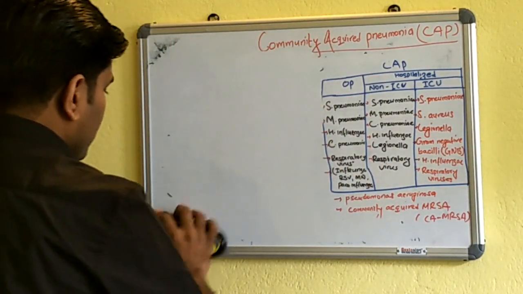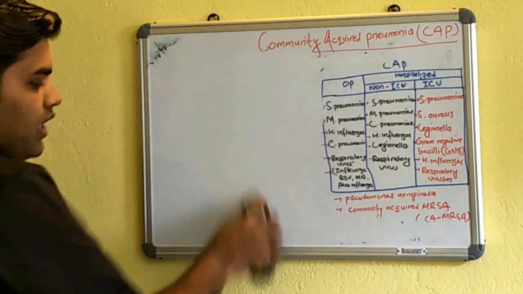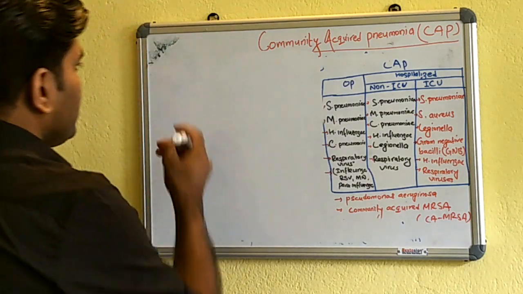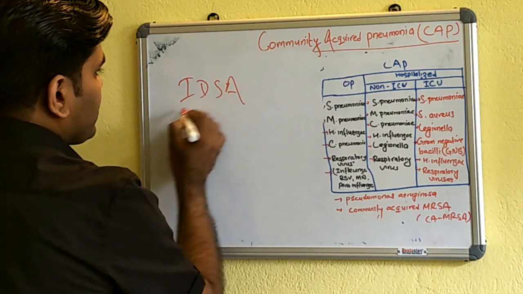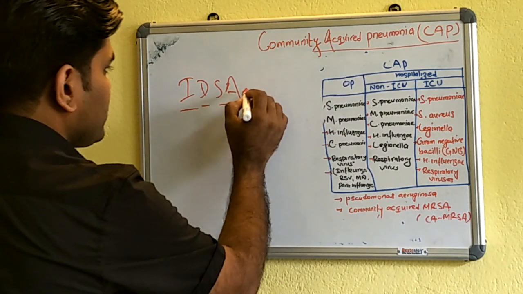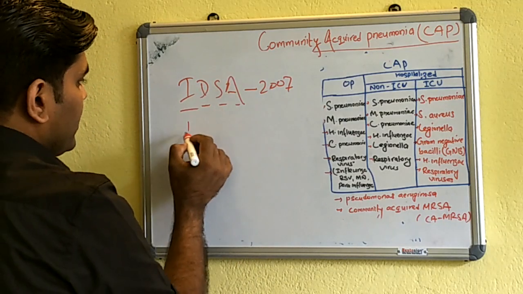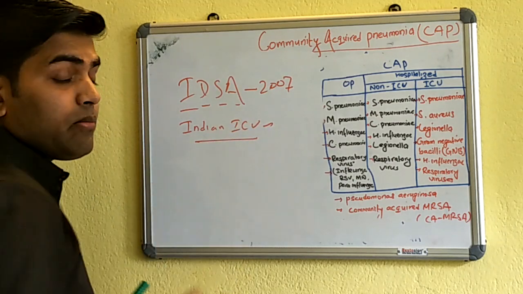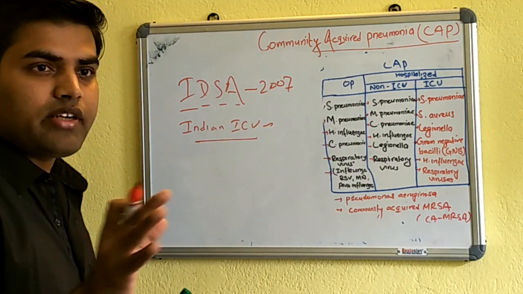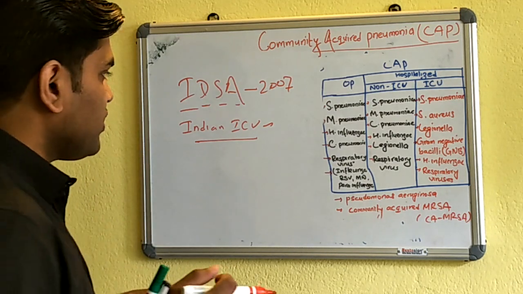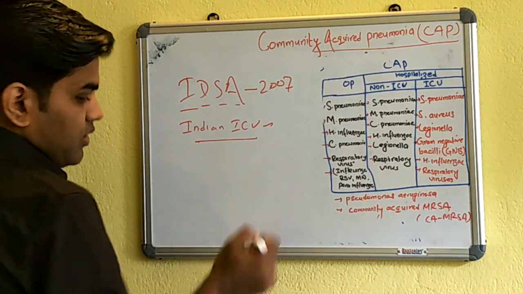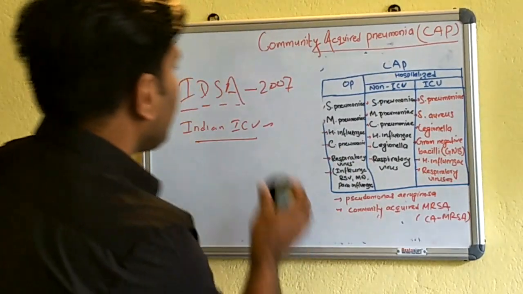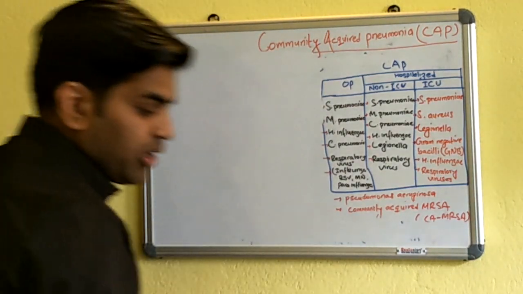There are two major guidelines which we have to know. One is the IDSA guideline, Infectious Disease Society of America. This guideline came in 2007. And there is the Indian ICU guideline, which we have read in Vedanta from Yati Mehta sir, and his team has made one of the guidelines. Another is in the Harrison book, I'll show you. So majorly we'll discuss the IDSA guideline, what can be done, what the treatment options are.